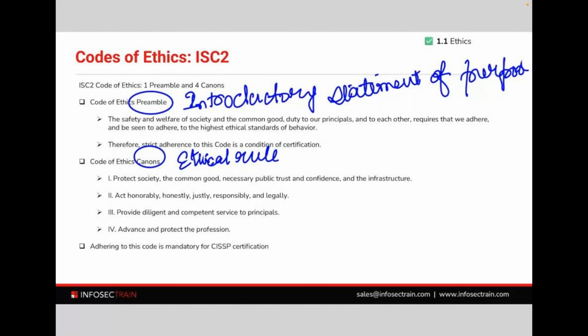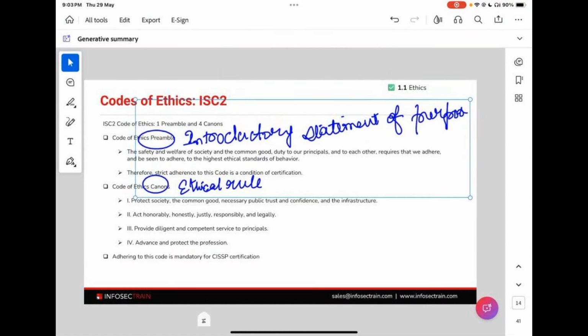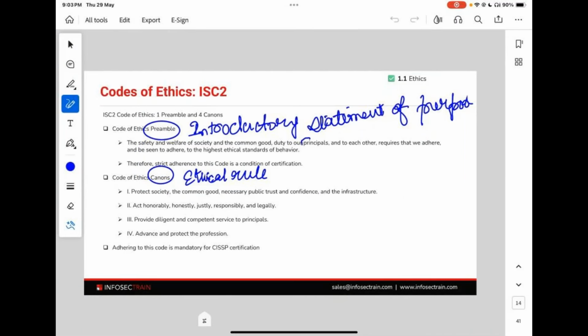So, tomorrow, after all of you get certified, if we happen to deviate from this code of ethics in our day to day responsibilities, whether it comes to society, since the safety and welfare of society is one aspect, and it also speaks about duty to our principals, right? If you see here, it talks about duty to our principals and it talks about welfare of society, right?